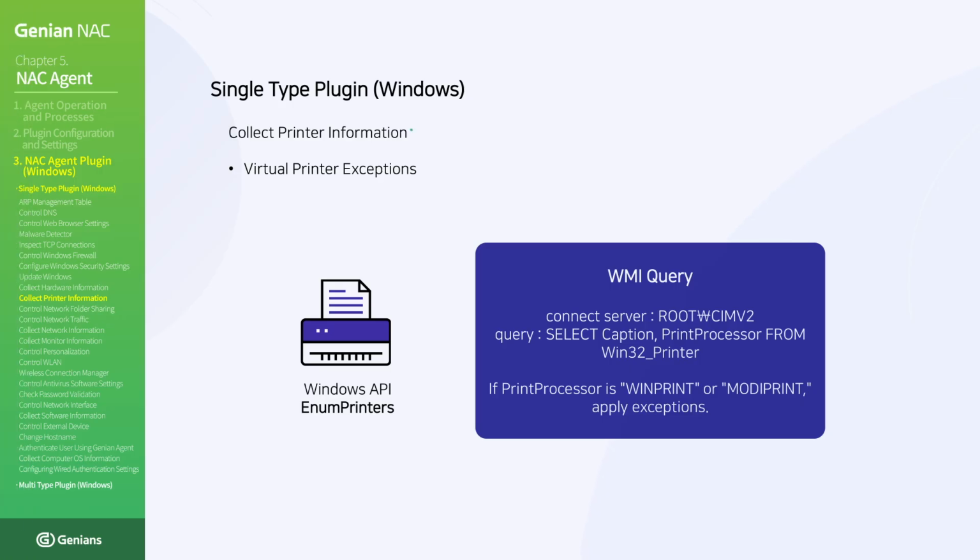The Collect Printer Information plugin gathers details about printers connected to the device. No additional configuration is required. It uses the EnumPrinters function from the Windows API to collect information about connected printers and uses a WMI query to gather details about virtual printers.